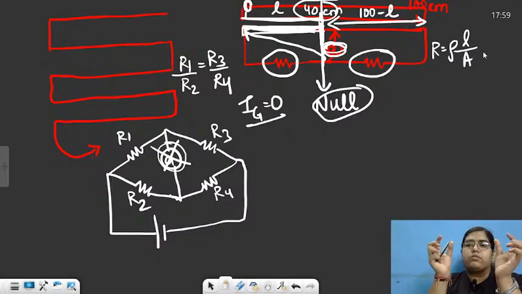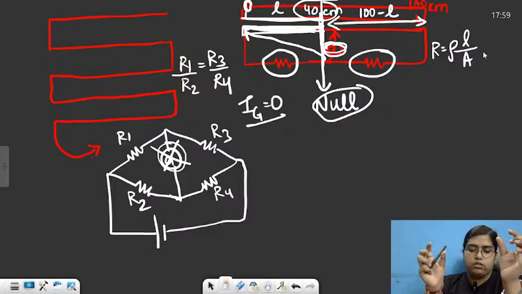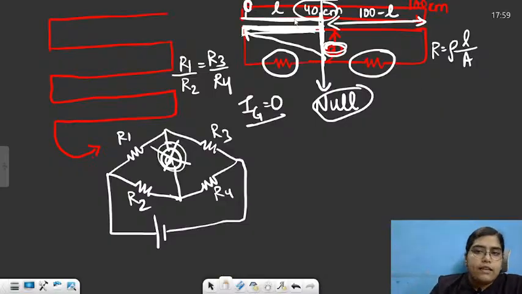The only difference between the two parts is their length. Their area of cross section is the same, their resistivity is the same, because this wire is made with the same material, right? So if the length of this wire is L, then its resistance will be rho L by A. If the length of this wire is 100 minus L, then its resistance will be rho (100 minus L) by A.